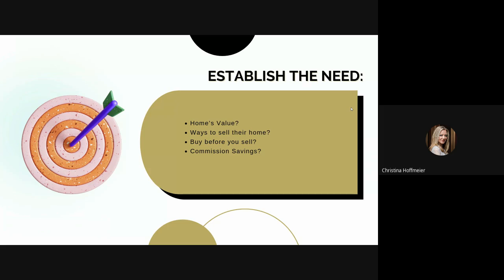Sometimes they want to sell their home, but they're afraid because how are they getting into their next home? How do they buy their next home? Do they call a real estate agent? Do they call the listing agent?